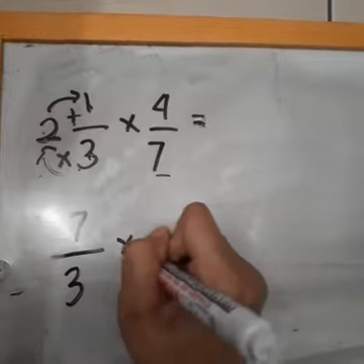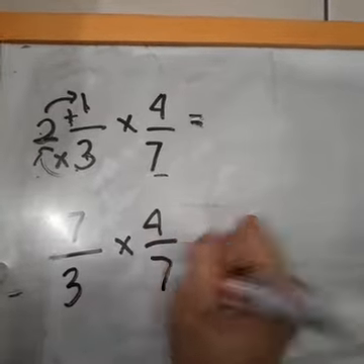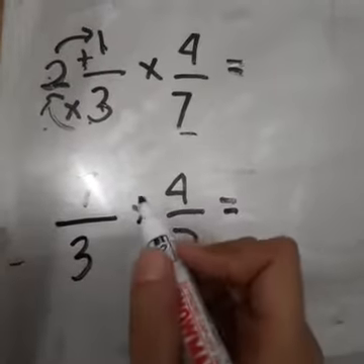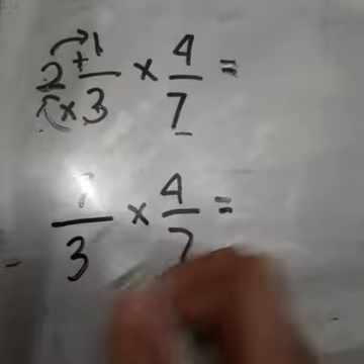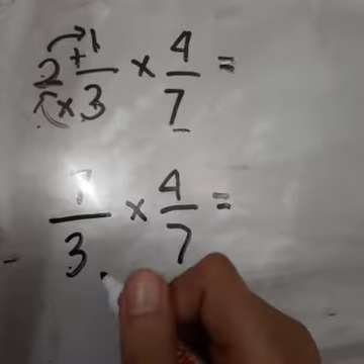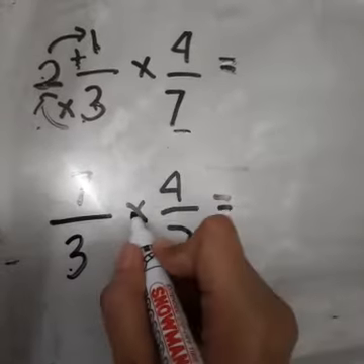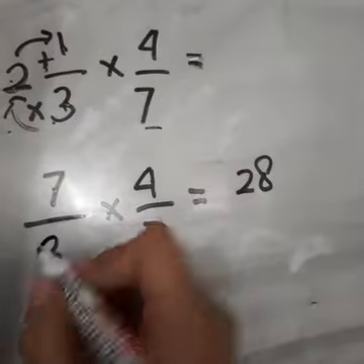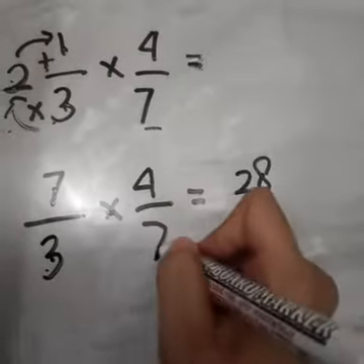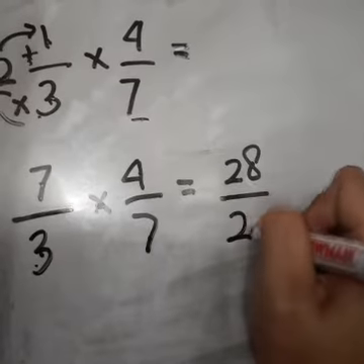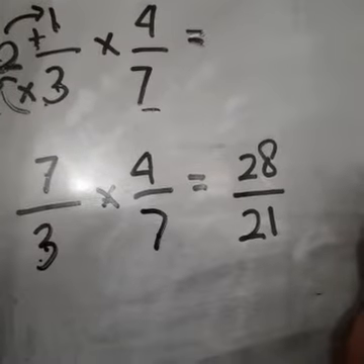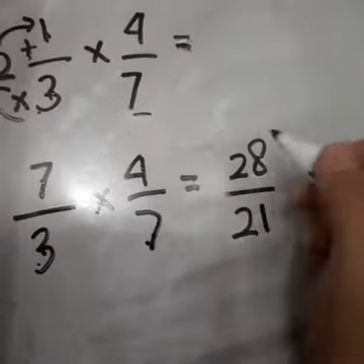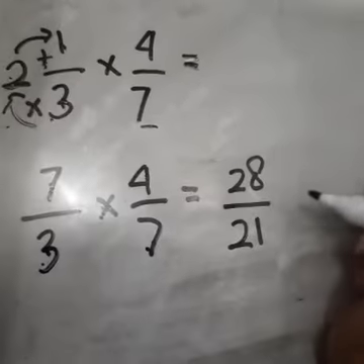7/3 times 4/7. We can multiply the top numbers together and the bottom numbers together. 7 times 4 is 28 and 3 times 7 is 21. So 7/3 times 4/7 is 28/21.